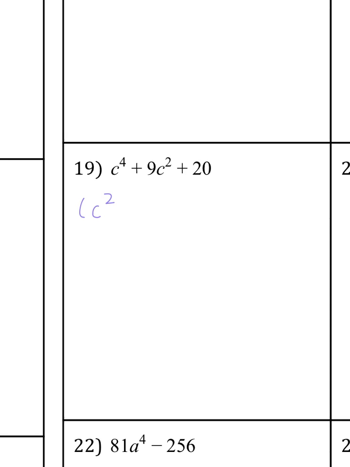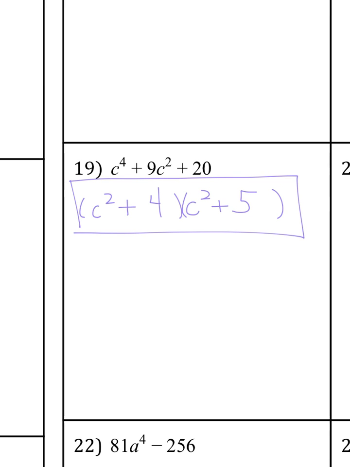We can write this out instead as c squared and c squared, and what multiplies to 20 that adds to 9, and that is 4 and 5. So we have c squared plus 4 and c squared plus 5, and we are done. That is all you have to do with that. Those don't factor any more than it does.